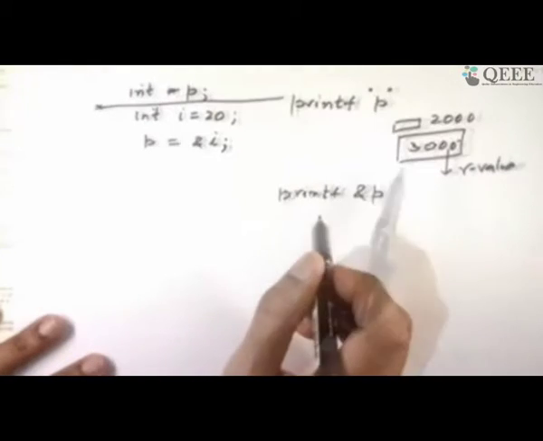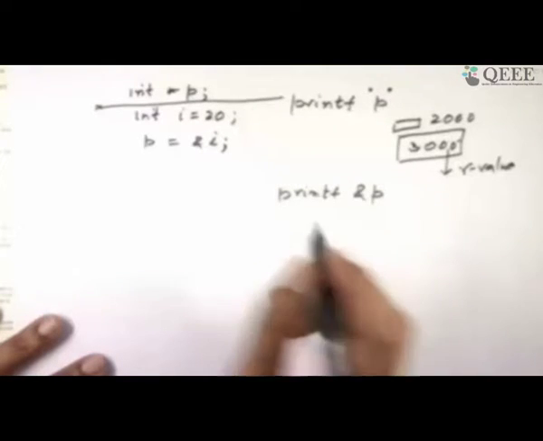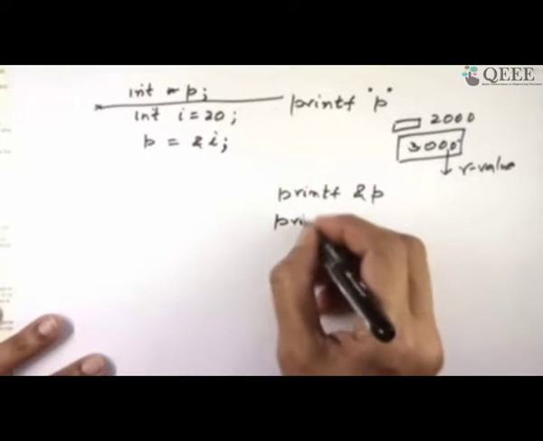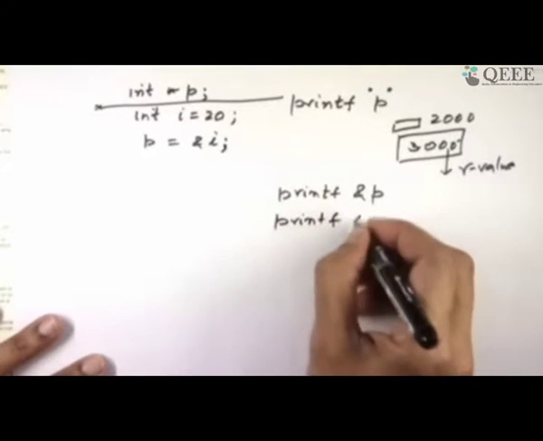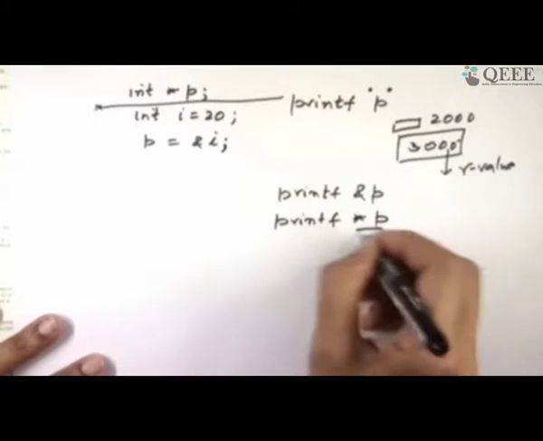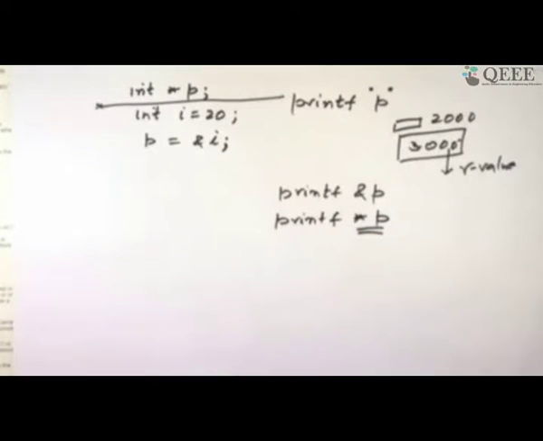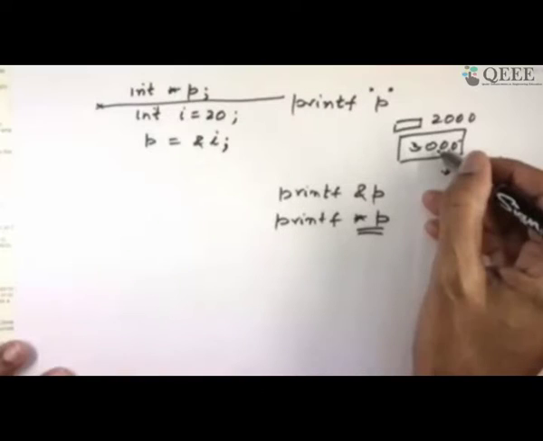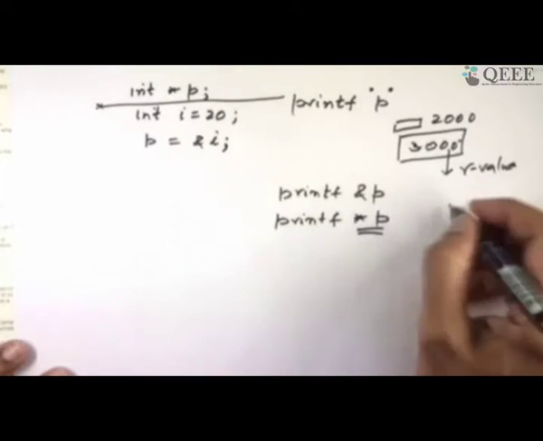This is okay. The dangerous thing to do is if you do printf star p. What does this mean? This says take the value of what is over here and get me what is in 3000.